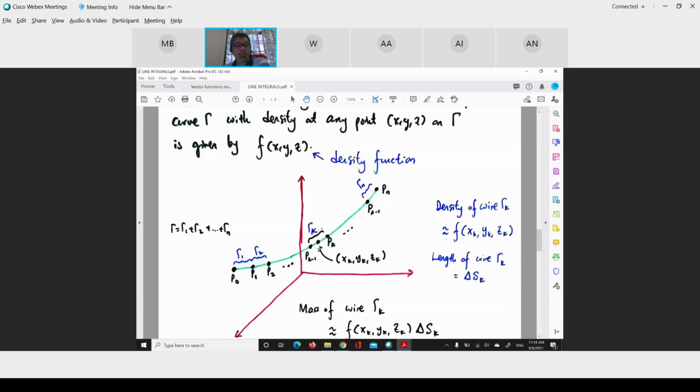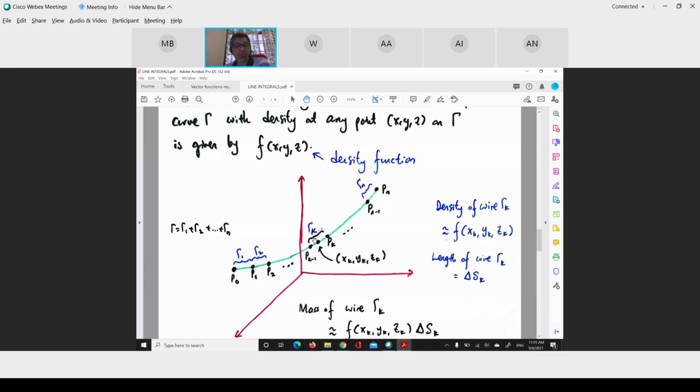Again, we use the same estimation approach that we have seen before. We partition this thin wire into small sub wires, and suppose the last point is Pn. In other words, we partition this thin green wire into n small sub wires. Let's represent the first sub wire as gamma 1, the second as gamma 2, and so on until the last sub wire gamma n. So gamma is the sum of the n sub wires.